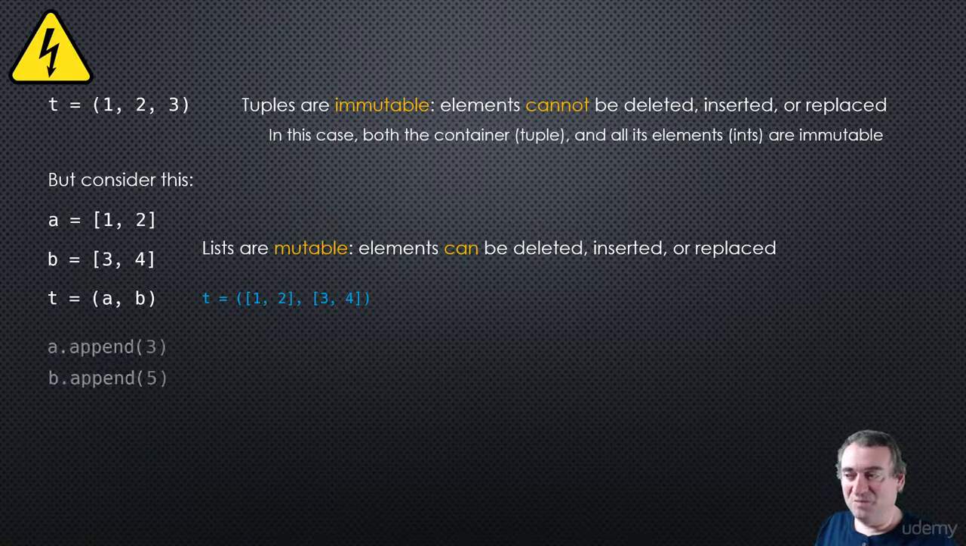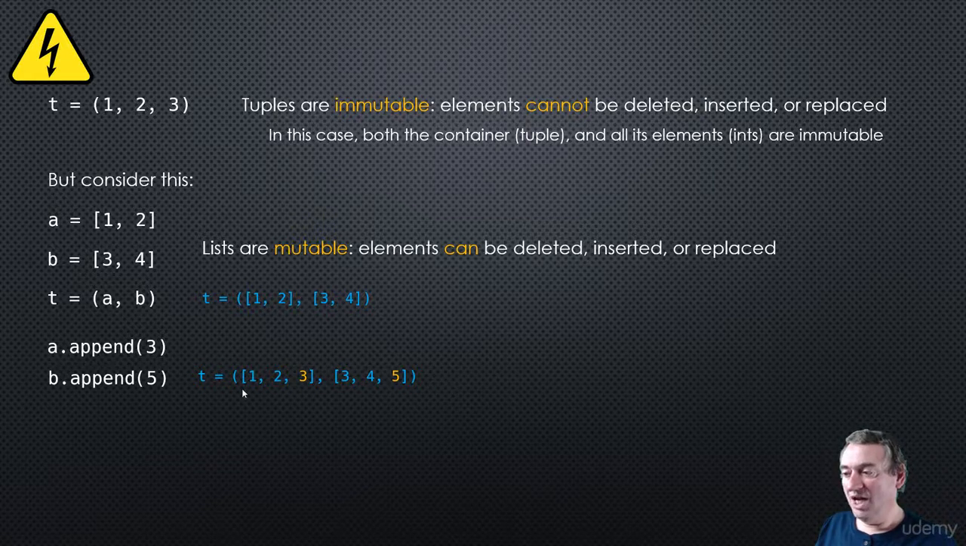Now, we've got to be a little careful here, because we can now add elements to a and b, because a and b are lists and are mutable. So now, once we've executed those two lines of code, our tuple looks like this, right? The first element changed from 1, 2 to 1, 2, 3, and the second element changed from 3, 4 to 3, 4, 5. So you'll notice that, yes, the tuple is immutable.